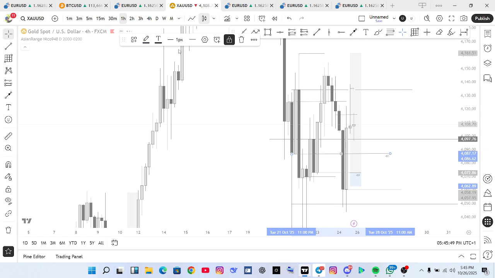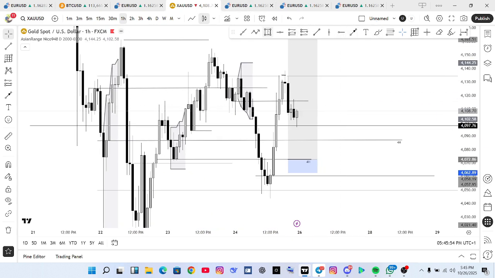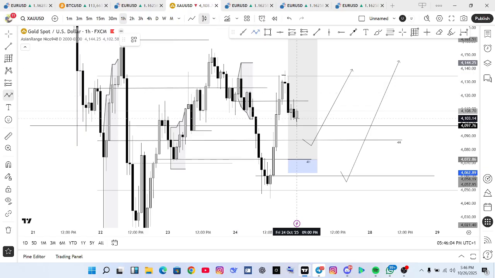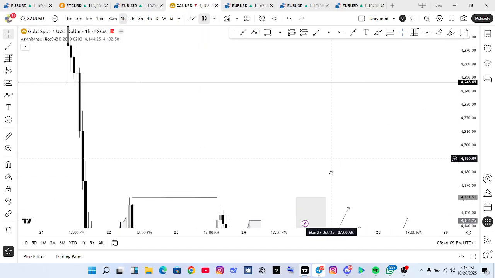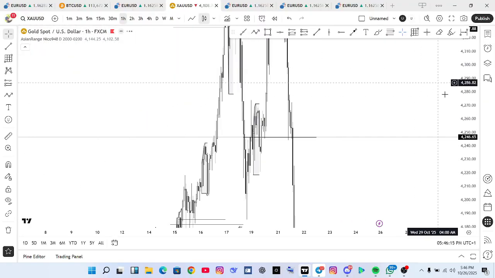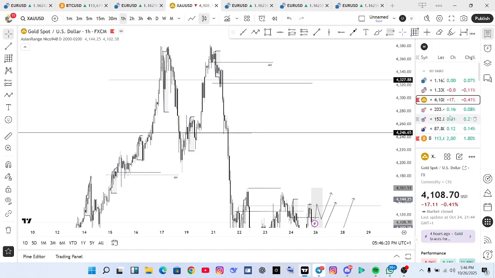Let me go to 1 hour. So I'm expecting price to buy from here, or give me a confirmation here and buy. Now I'm going to be targeting where, this zone first or this zone. That is for gold. So I think that will be all.